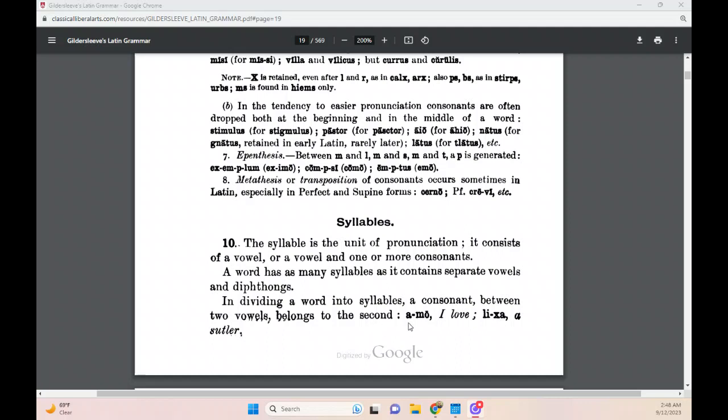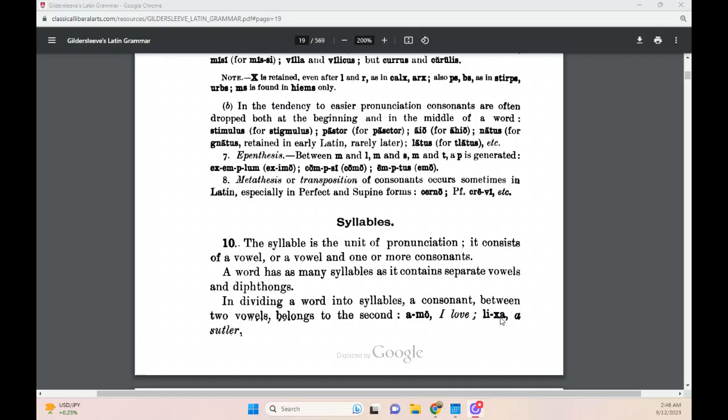So when we have a word like amo, we have 2 vowels, but we've got this consonant in between. The consonant always goes to the second syllable. So amo would not be am-o, because the consonant will go with the second syllable. It will be a-mo. Not am-o, but a-mo.